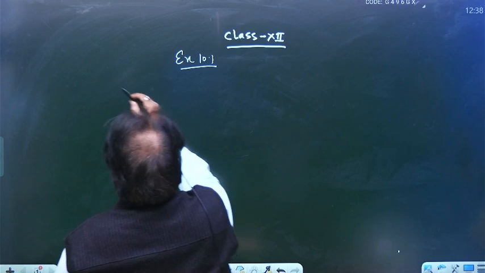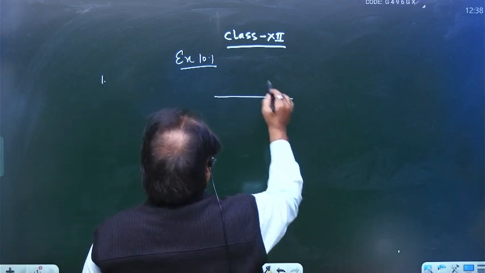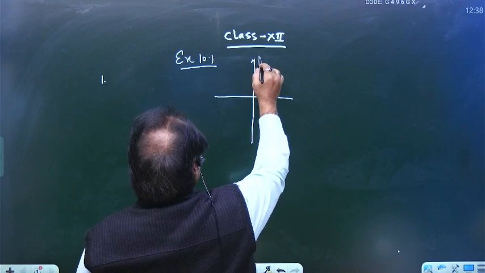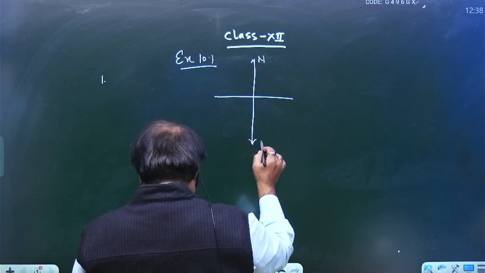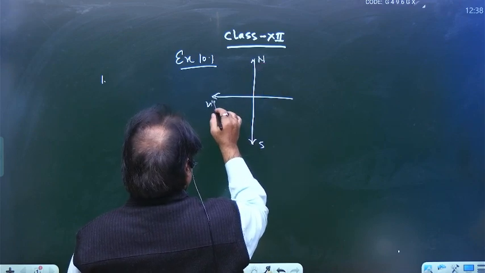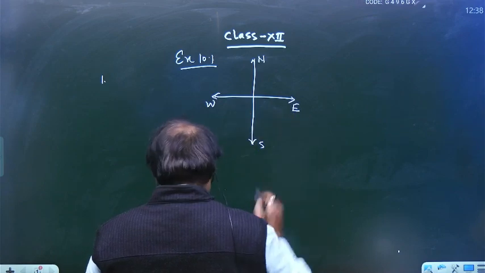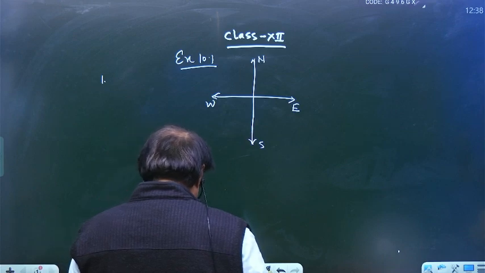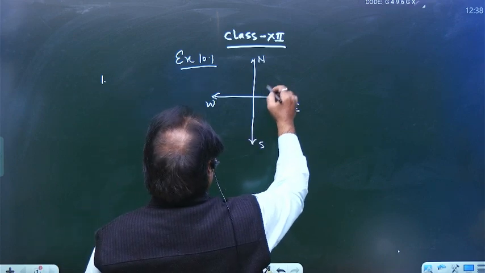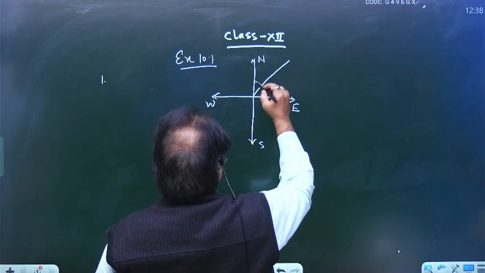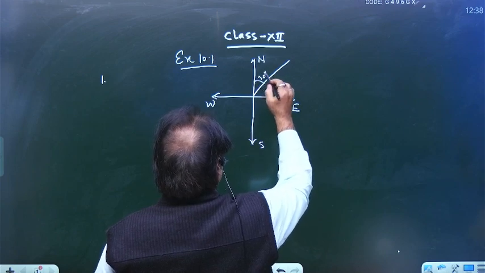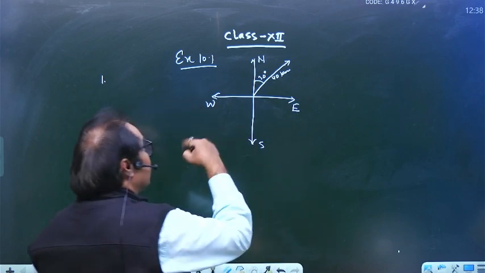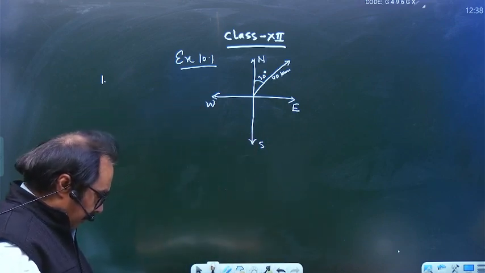So first of all, question number 1, draw, because we have to represent graphically. So this is, of course, north, and this one is south, this one is west, and this one is east. And the question says 40 kilometer 30-degree east of north. So this angle is of 30-degree and this is of 40 kilometer. So this is the graphical representation.